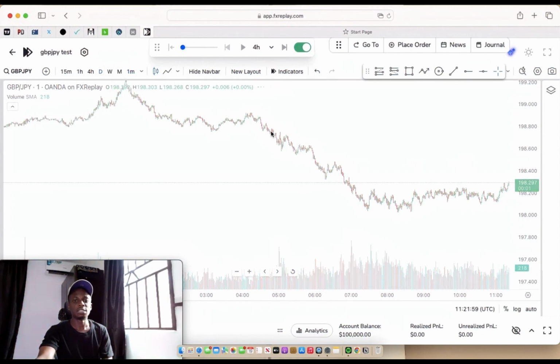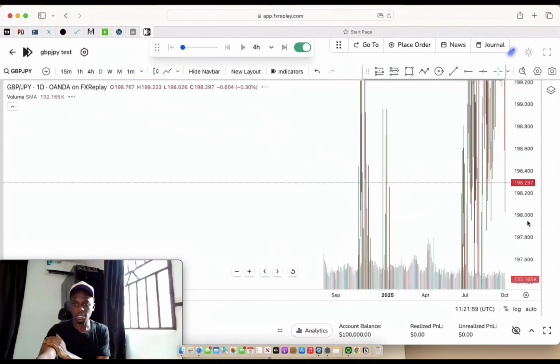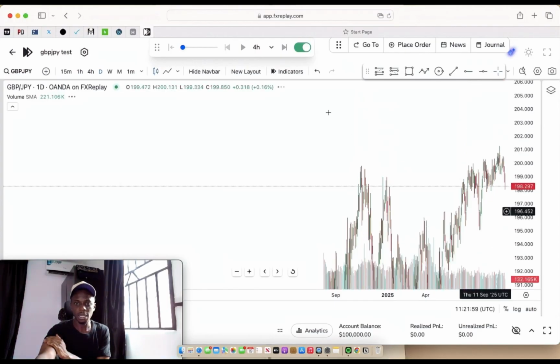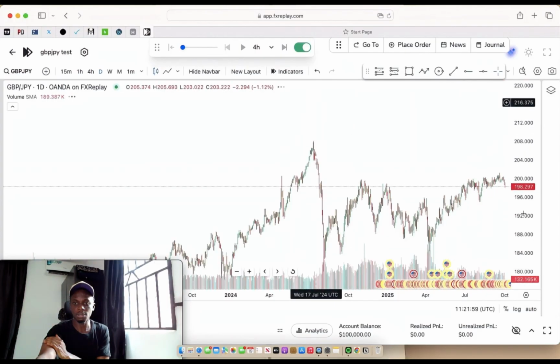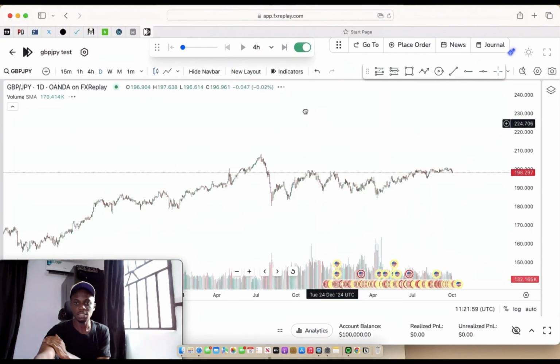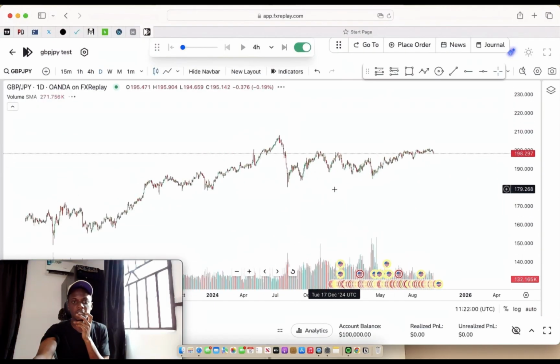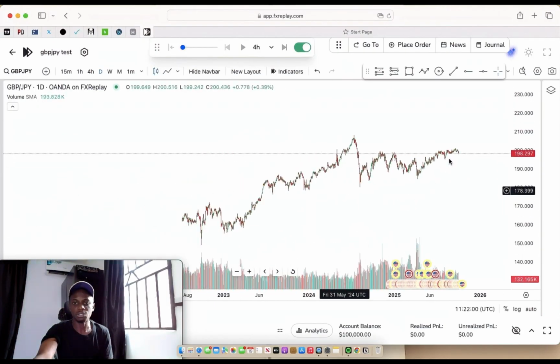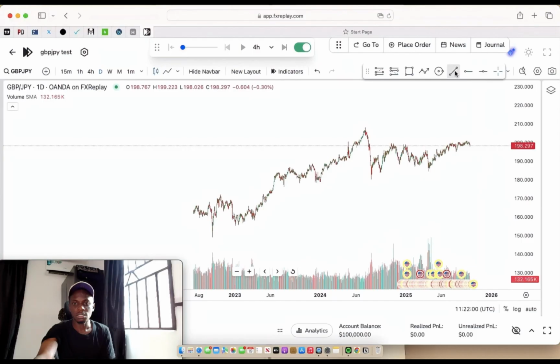So let's quickly go to the daily. What I do here on the daily is plot all my trend lines onto the current price. I consider a body trend line with a minimum of two touch points, as this is slow.